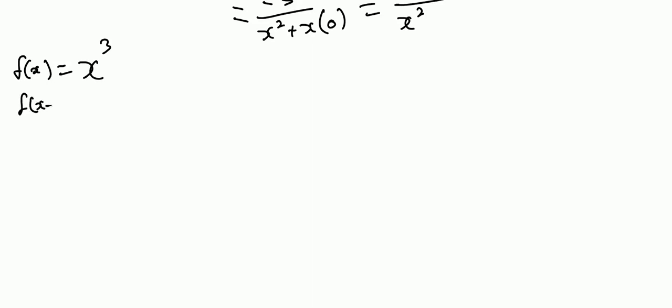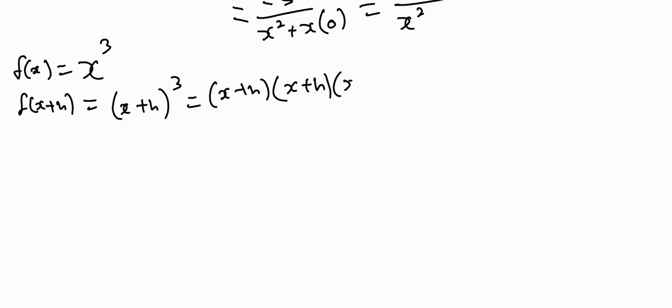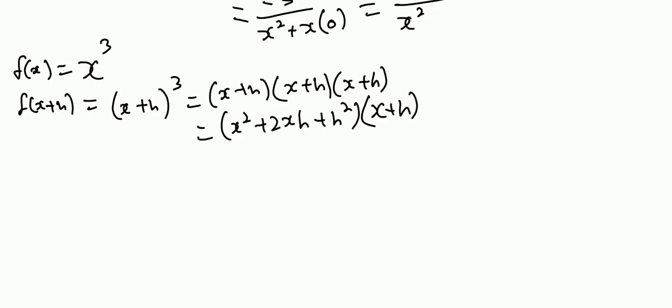Our f of x plus h, that means you are going to write what? x plus h, where we see our x. Remember, the cube affects your x. So in this case, our x is x plus h. That means it's x plus h cubed. And remember, x plus h cubed is x plus h into x plus h into x plus h. Then when we simplify, we will have x squared plus 2xh plus h squared multiplied by x plus h.